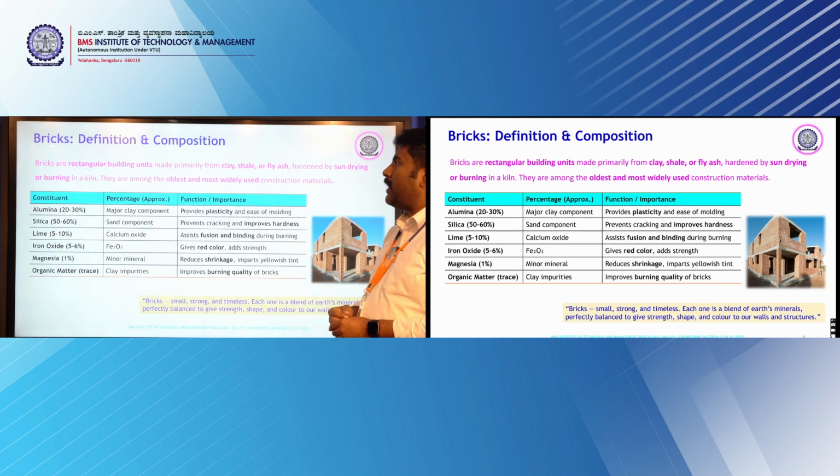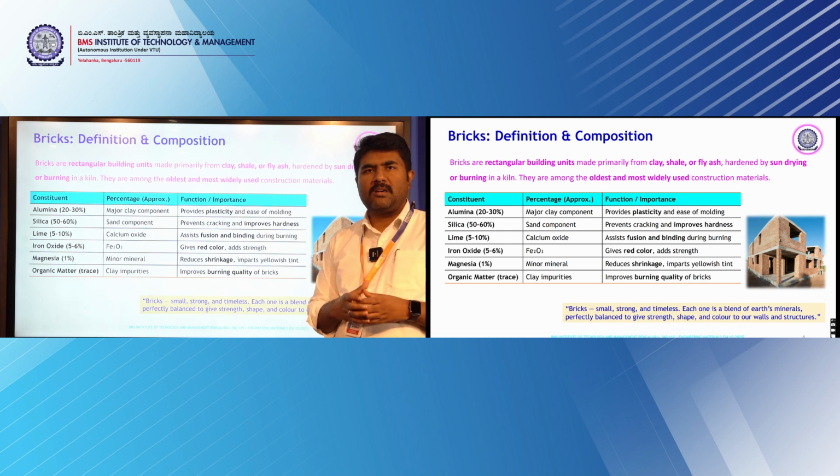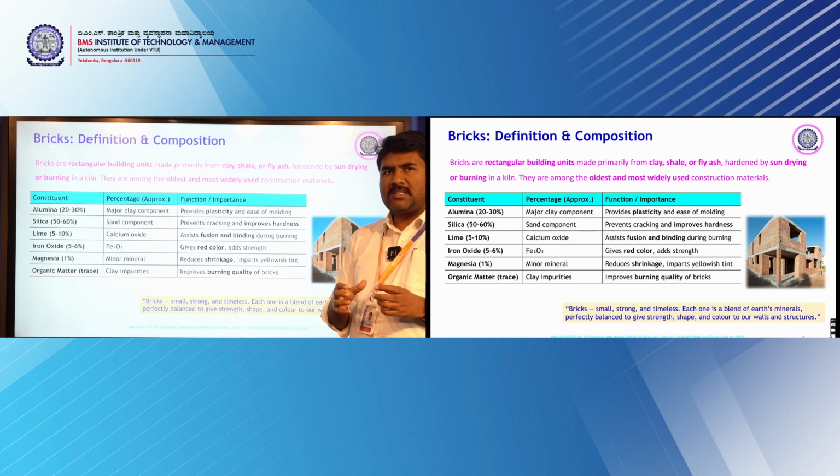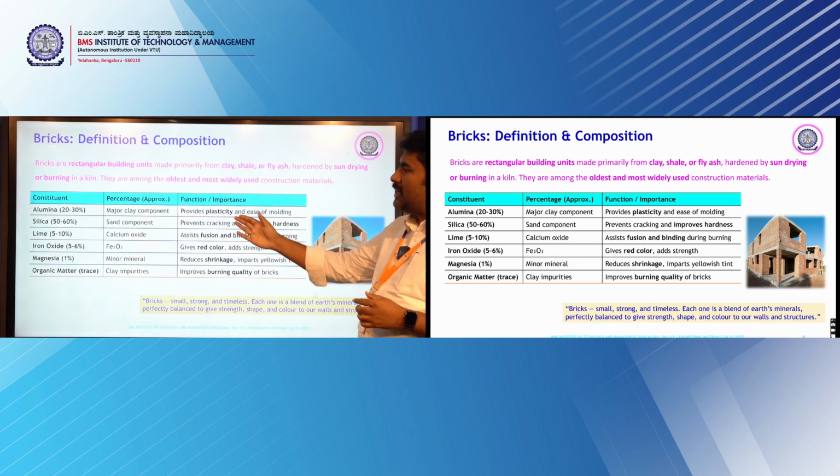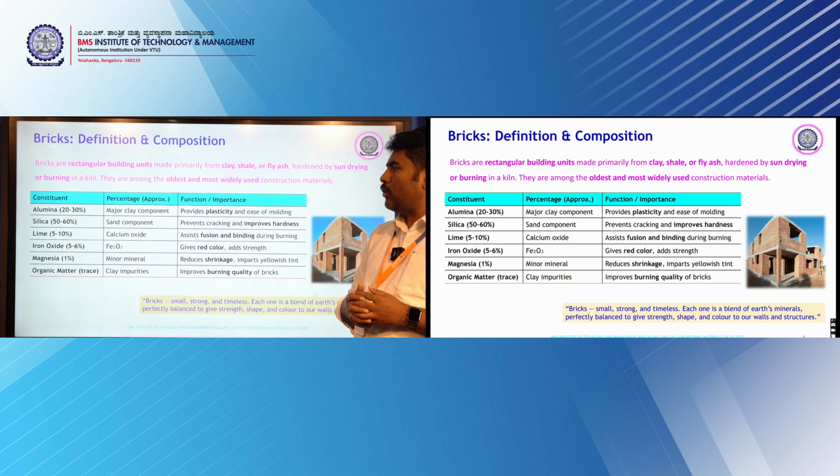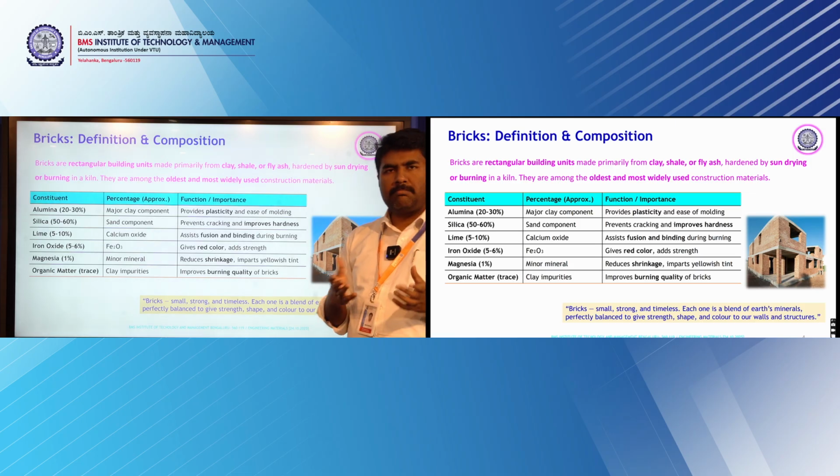Bricks, we know, are rectangular blocks made from mud. So when we say it is a rectangular block made from mud, how is it being made? It should have a certain composition. These are the six major compositions that you can see present in this mud. Can we take mud and directly make it into a brick?